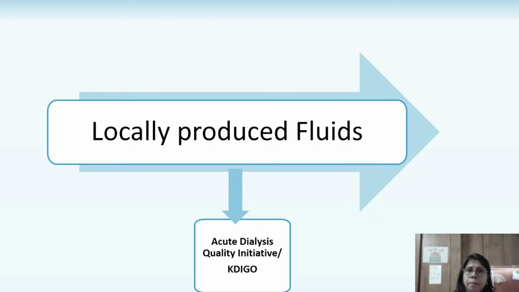Initially, substitution fluid was prepared locally, either by the pharmacy or the nursing staff who were in charge. But this produced very catastrophic results, and so it was finally improved upon by the Acute Dialysis Quality Initiative and the KDIGO guidelines, and now commercially prepared sterile fluids are available for CRRT as substitution or replacement fluids.